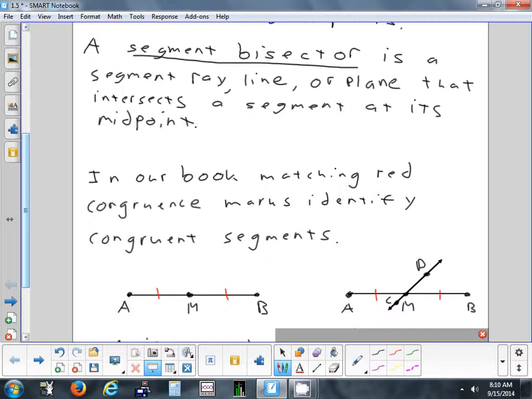In the picture next to it, it's pretty much the same diagram. Segment AB is bisected this time by a line. I decided to draw a line going right through the midpoint. So we would say line CD is a bisector. That's a bisector. And what's it bisecting? Segment AB. So it's a segment bisector.